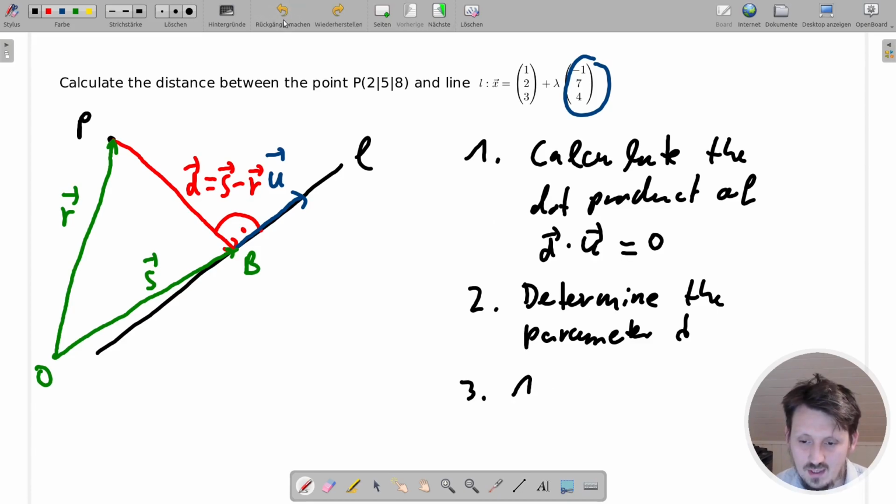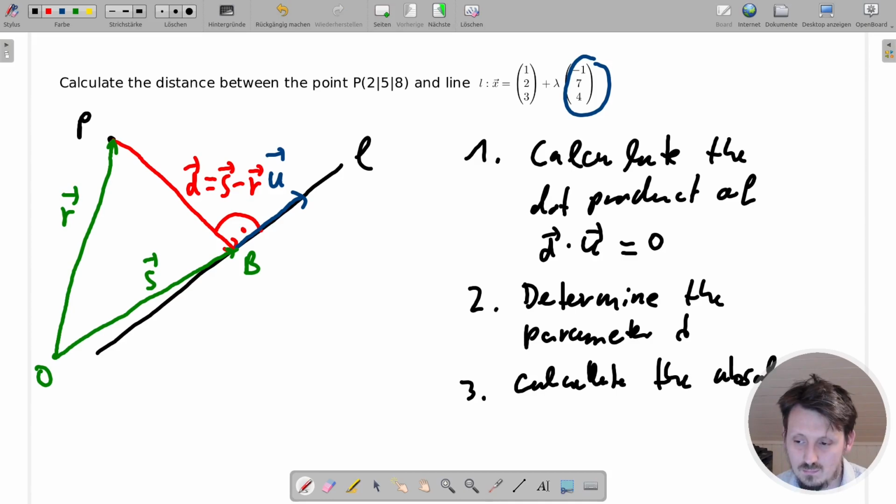So maybe we can write here: calculate the absolute value of D. Yeah, and this absolute value, as I said, is the distance.